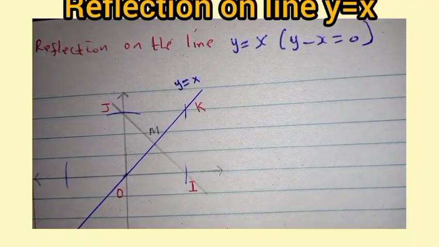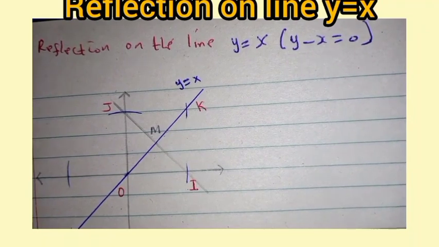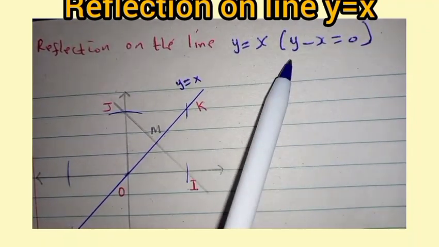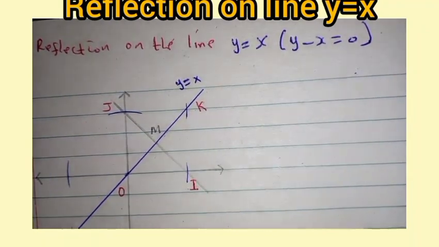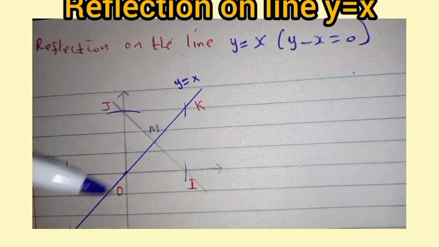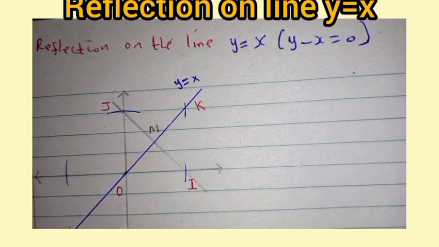Hello, my fellow mathematician. Welcome to this understanding of reflection on the line y is equal to x. This is the same as y minus x is equal to 0. Now, when you draw that line, it will be the line which passes through 0, perpendicular as shown here.